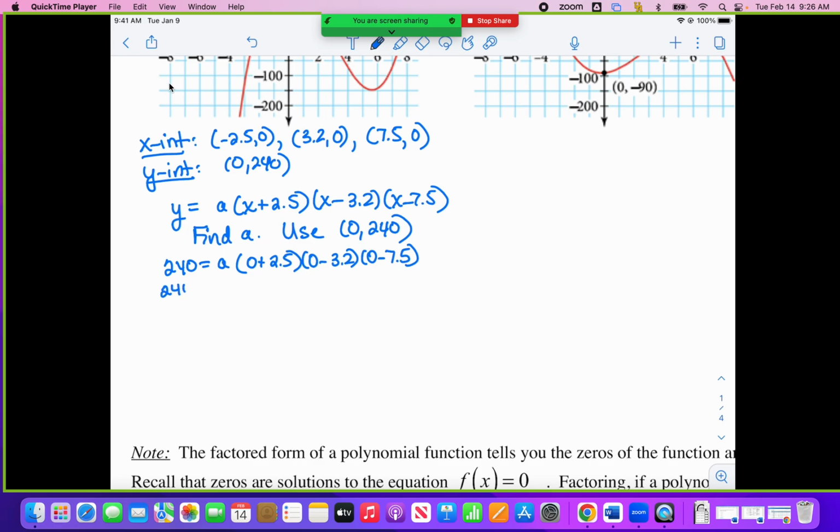so you're definitely going to want your calculators. That's going to be 2.5 times -3.2 times -7.5. I'm going to pause a moment, and I want you to multiply out the right side, and then in your next step, solve it for a.